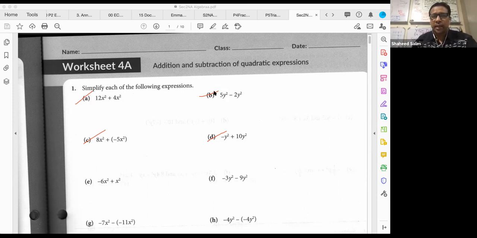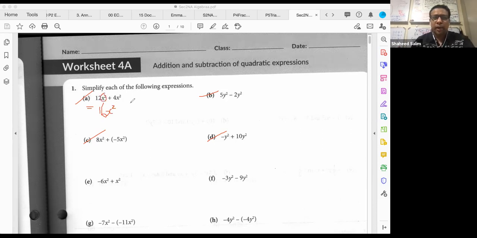So we go one by one. First one will be Inshira, second one Ryan, third one Shafi. Inshira, what's the answer for question A? Just tell me straight. Okay, 16x squared. She says 12x squared plus 4x squared is 16x squared. Now this is correct. Why? Because this is the same.